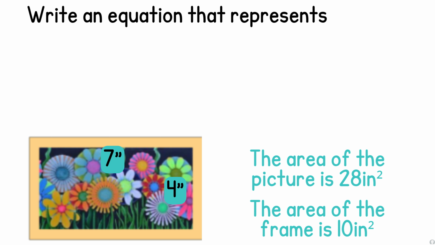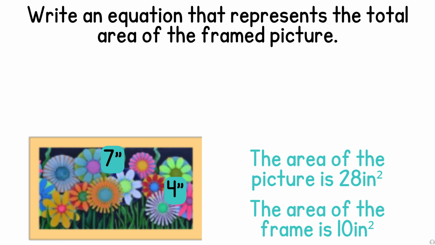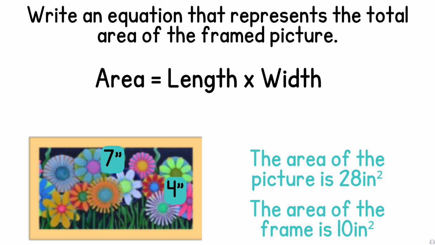So now we're going to write an equation that represents the total area of the framed picture. We know that the area is the length times width. And we know from what we were given that the area of the picture is 28 and the area of the frame is 10. So if we add those together, we'll get an area of 38 inches squared.